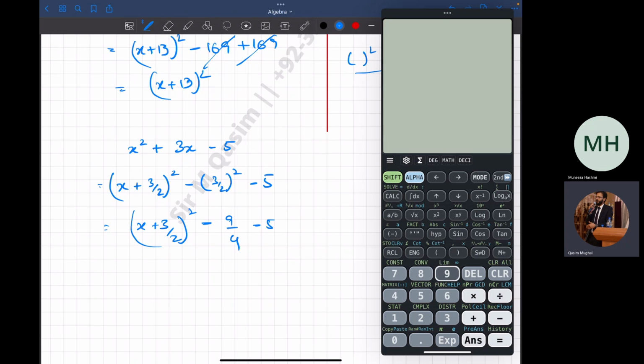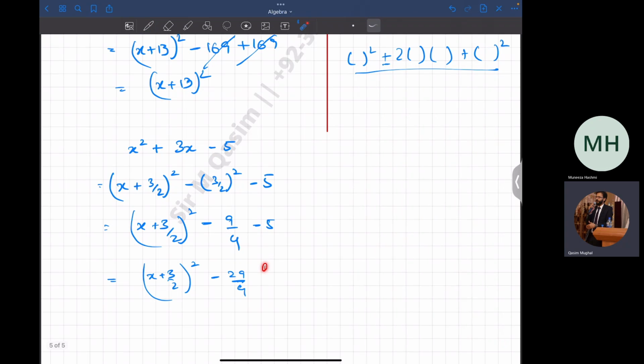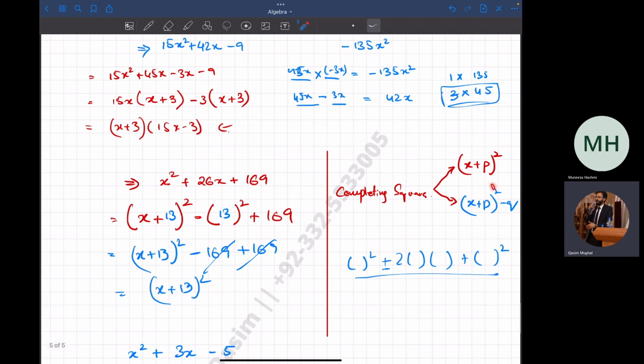Now, over here, x plus 3 by 2 whole squared minus 3 squared is 9, 2 squared is 4, and then minus 5. So 9 by 4 and 5. So basically I'm adding them. So 9 by 4 plus 5. So that's going to give me x plus 3 by 2 whole square minus 29 by 4. So this here is the second possible outcome of completing the square.